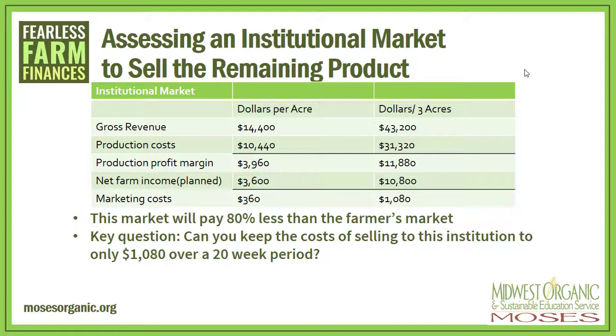So the key question is, can you keep the cost of selling to this institution to only, if you times it by the 3, $1,080 over a 20-week period? That's kind of your key question, because it's actually your marketing costs, you have less to work with than you maybe initially had thought.